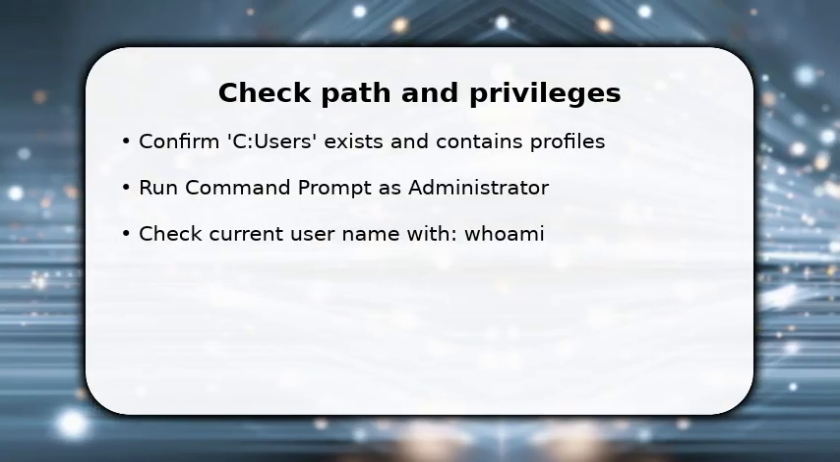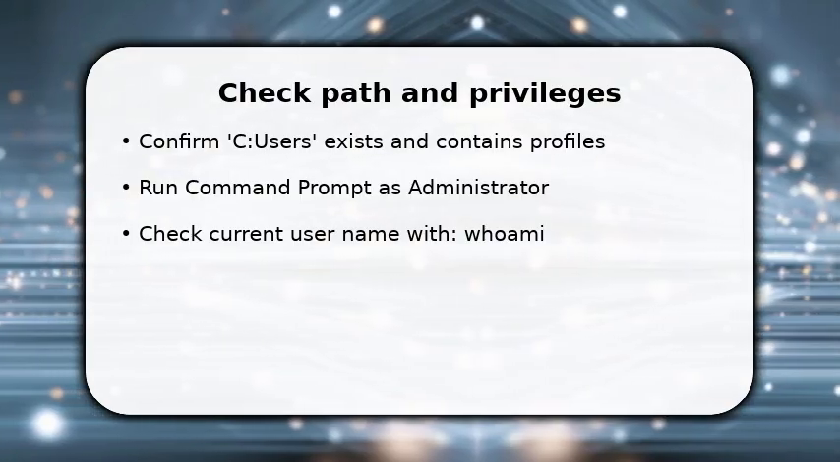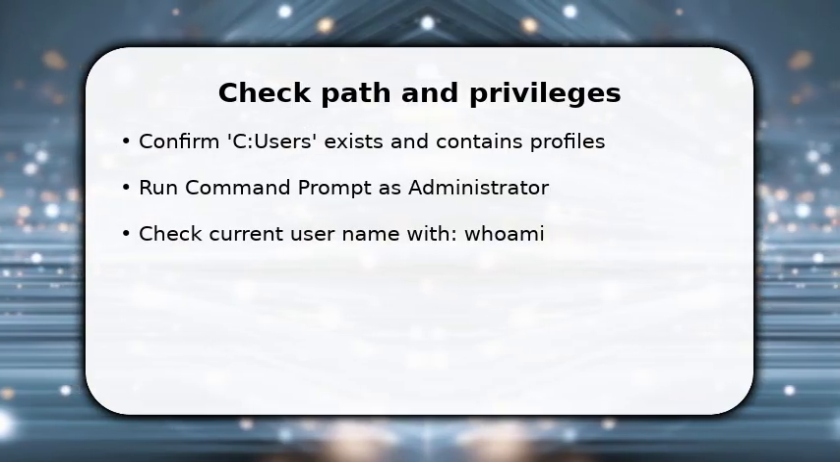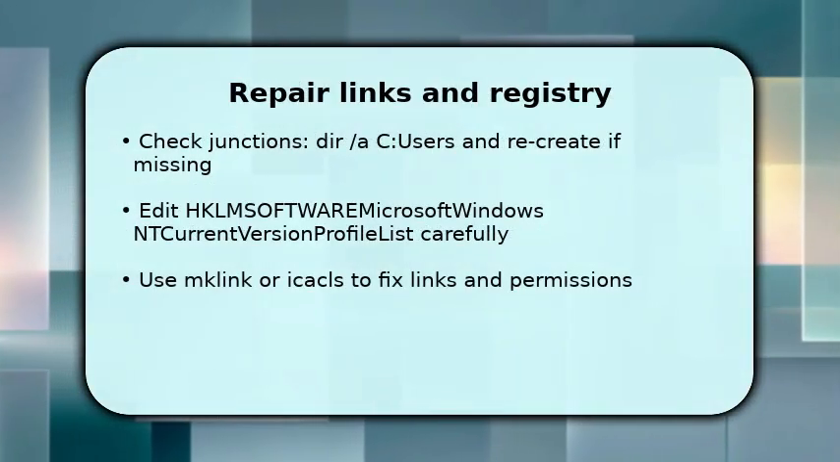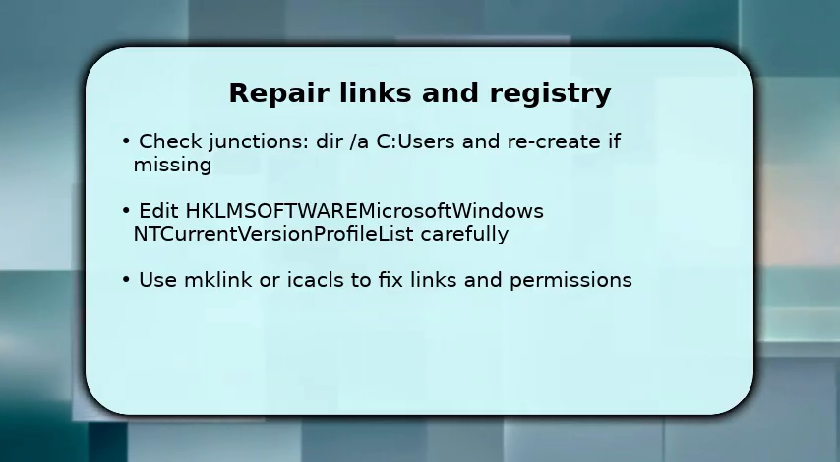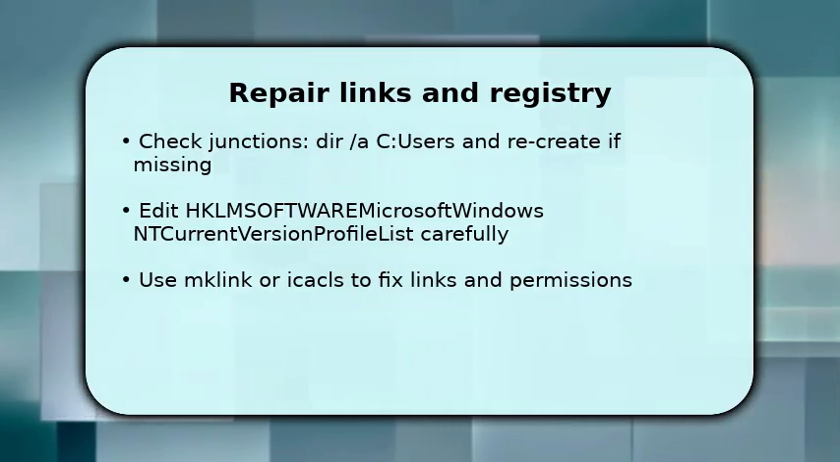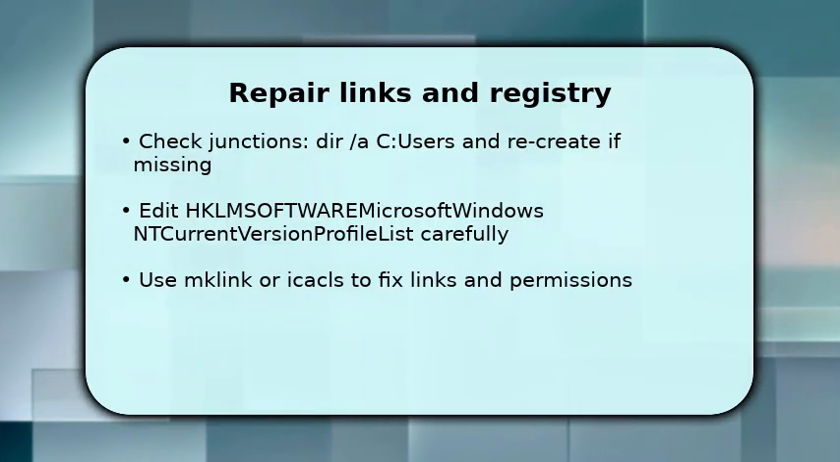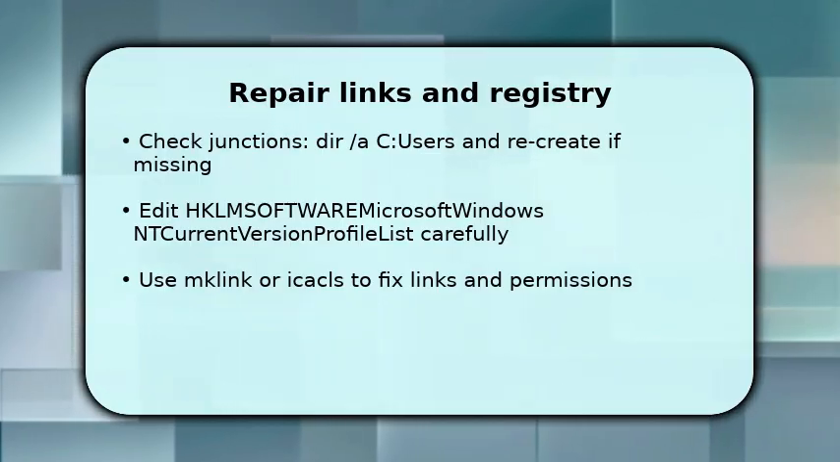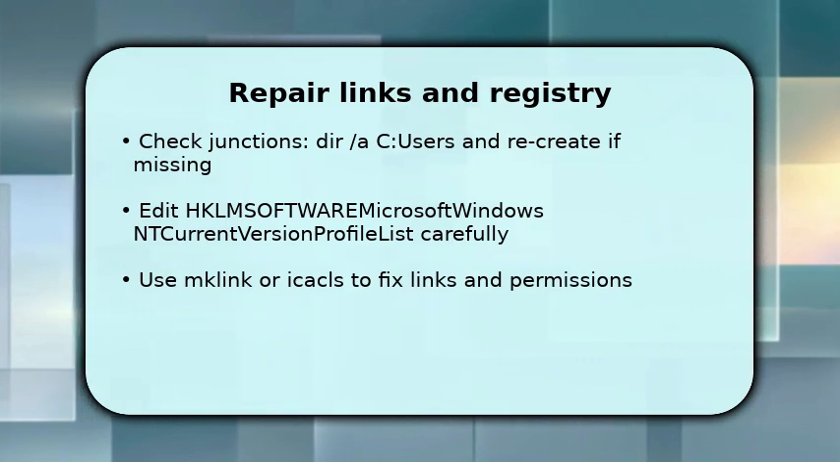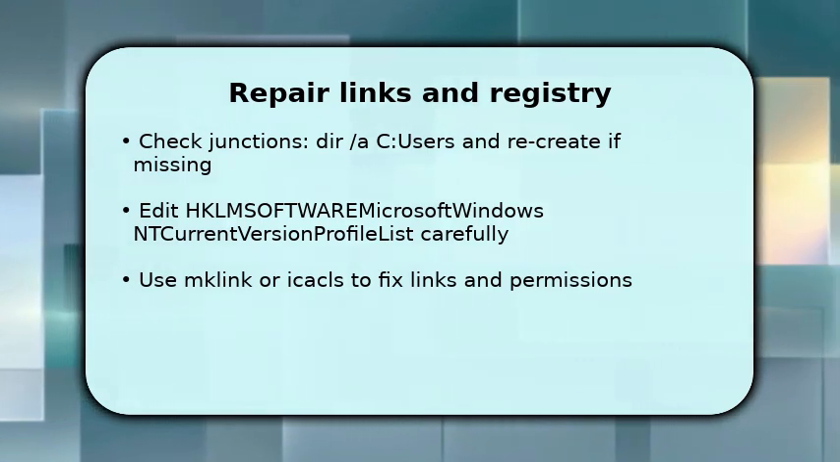Check for junctions with dir /c C:/Users. If a junction to Users or Documents is missing, recreate it with mklink /j. Next, open Regedit and navigate to HKLM/Software/Microsoft/Windows NT/CurrentVersion/ProfileList. Ensure each SID points to a valid ProfileImagePath like C:/Users/yourname. Make targeted edits only.